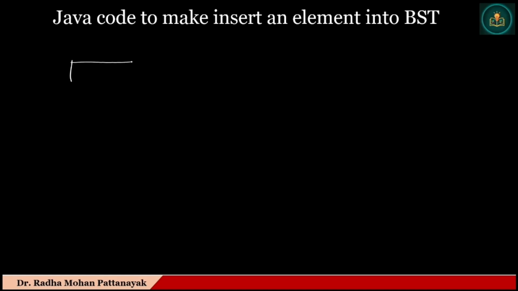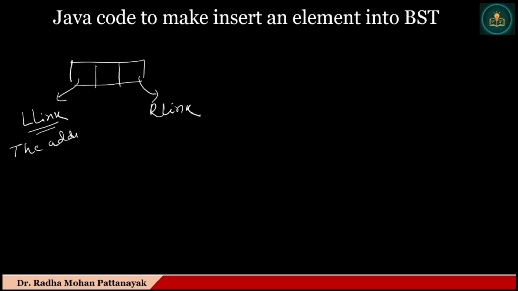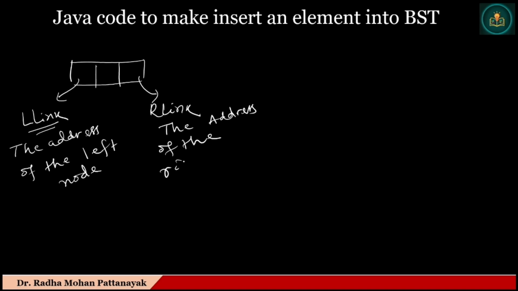This is the node of a double linked list. Clear? This part is called the left link part. This part is called the right link part. What will the left link part hold? The address of the left node. What will the right link part hold? The address of the right child node.